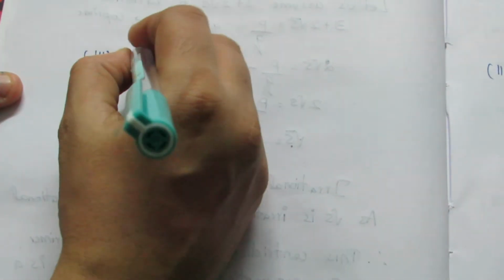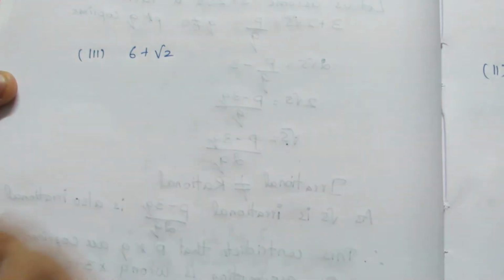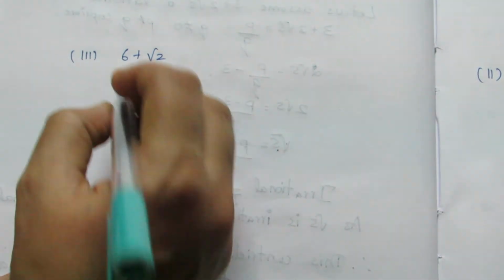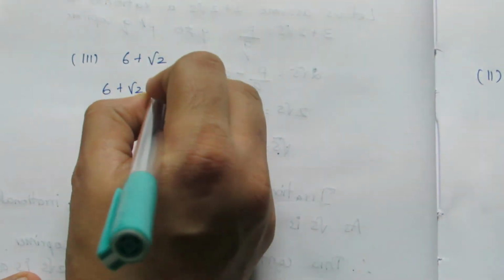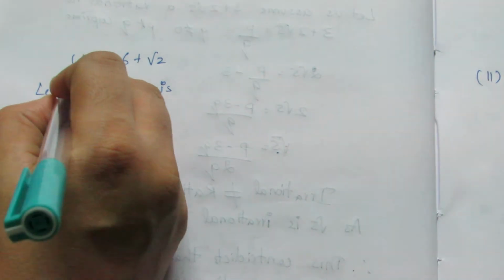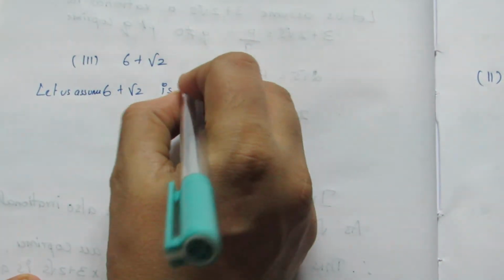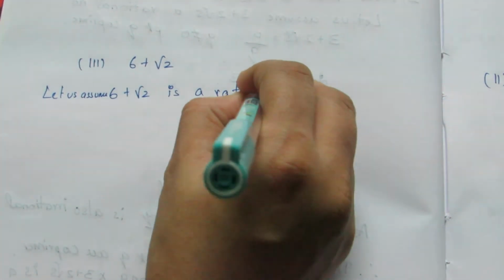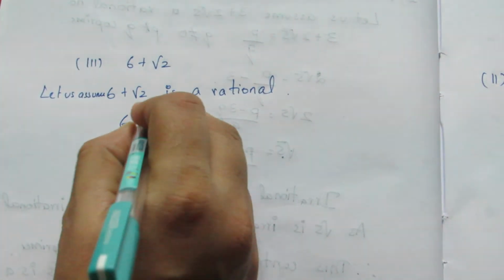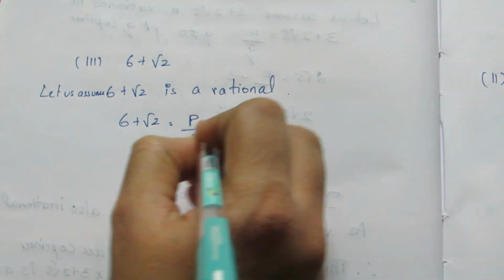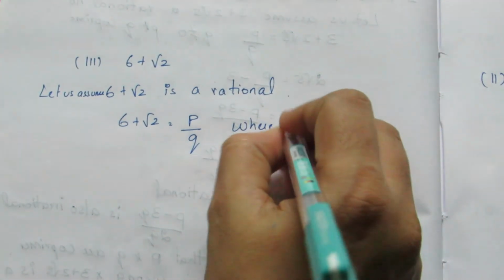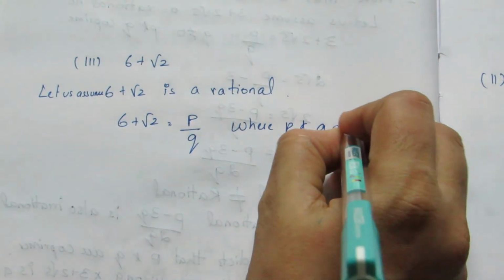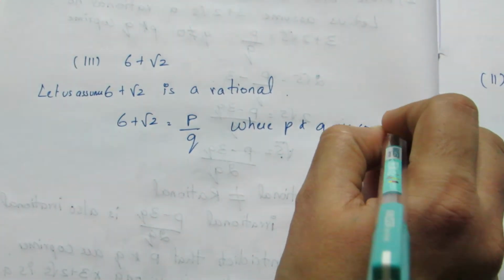Here the third one is 6 plus root 2. We are going to do this in the same model. We are going to assume this to be a rational number. So 6 plus root 2 is a rational number. Let us assume this to be a rational number. If this is a rational number, it will be in the form P by Q, where P and Q are coprimes. That is, they are not divisible by any number. It is a rational number.